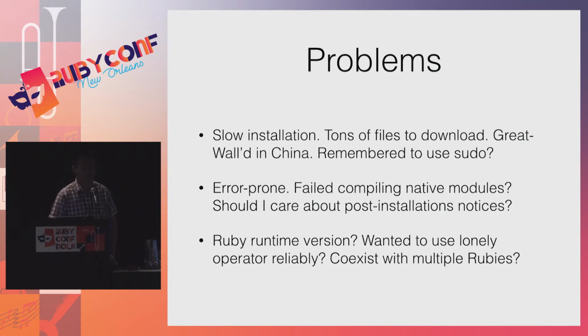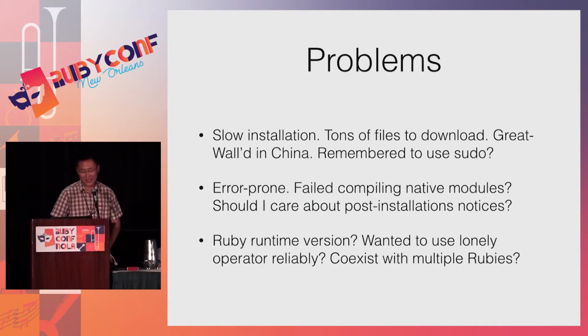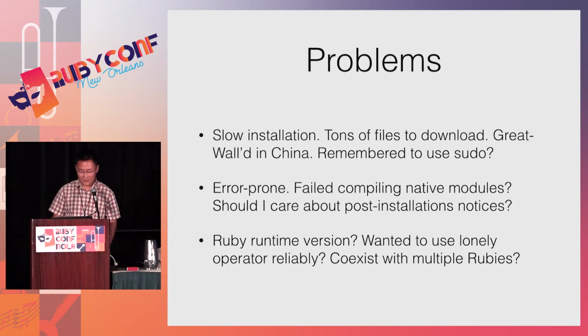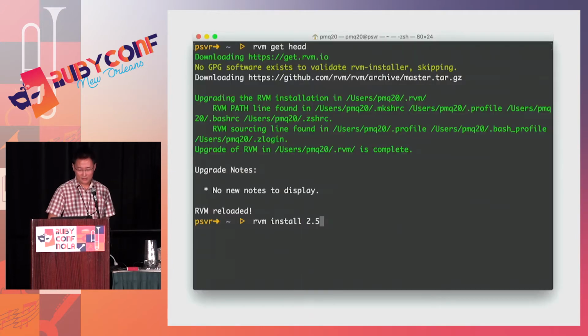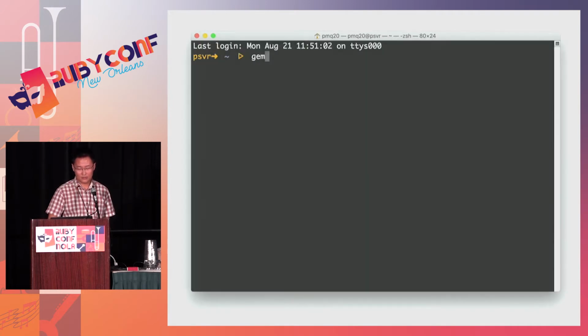And sometimes people forget to use sudo, and it's error prone, especially with native modules. And you have to care about the Ruby runtime version. Say if you use the lonely operator that was introduced in Ruby 2.3, and the machine has Ruby 2.1 installed, then your program won't run. And also updating. After you distribute your program, you want to keep it up to date. So how do we do that? We have to do the same gem install thing again, and the user does not even know that you have a new version, right?